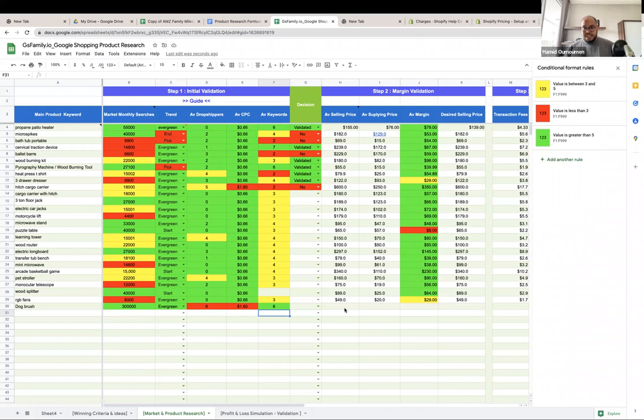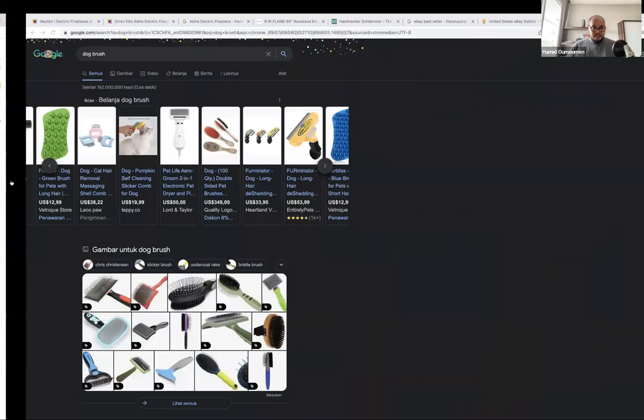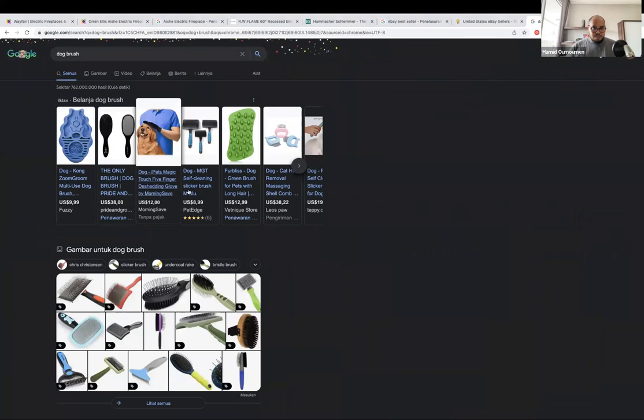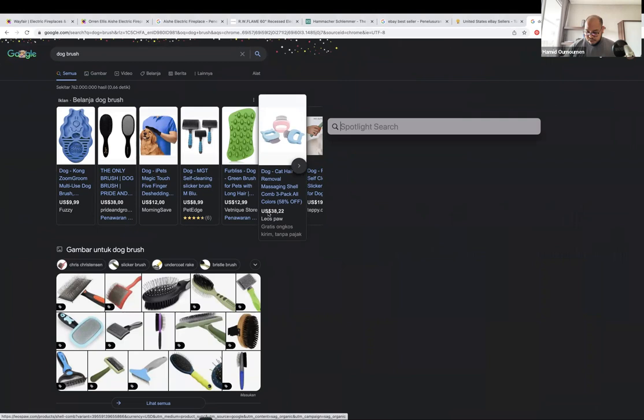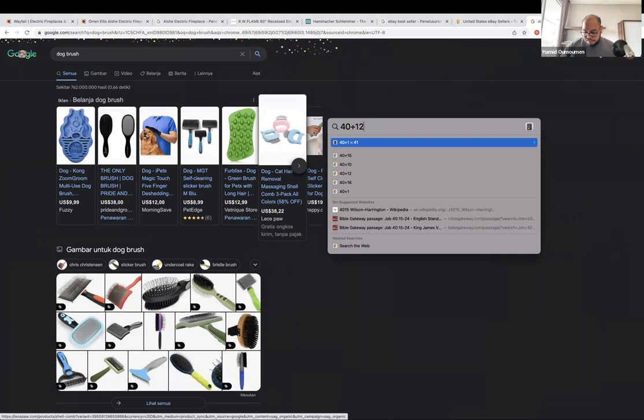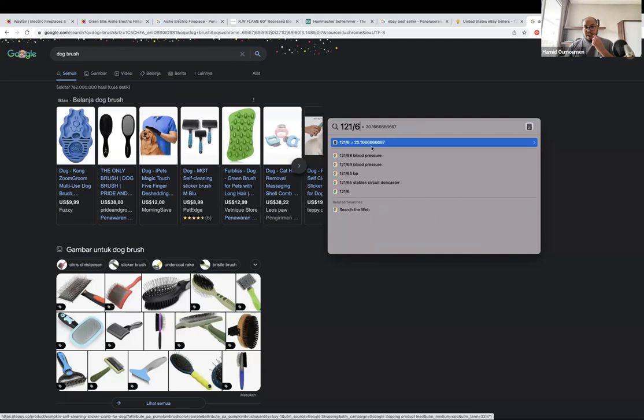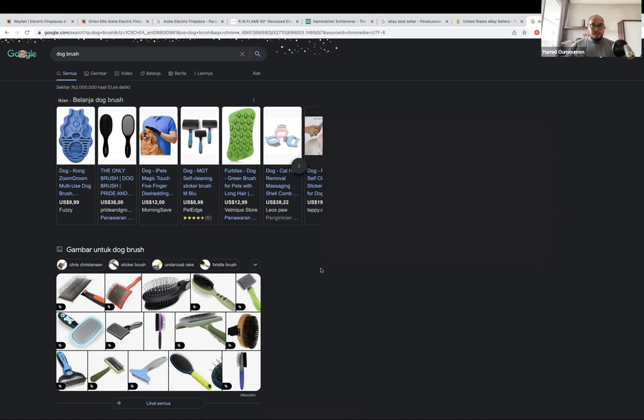For example, average selling price. The average selling price, for example, of the first five or six or eight products. Let me check here. I will go back, then 1, 2, 3, 4, 5, 6. For example, $40 plus 12 plus 13 plus 9 plus 12 plus 38 plus 9. So we have 6 products. Here we divide by 6. So the average selling price is $20. So here we put $20.